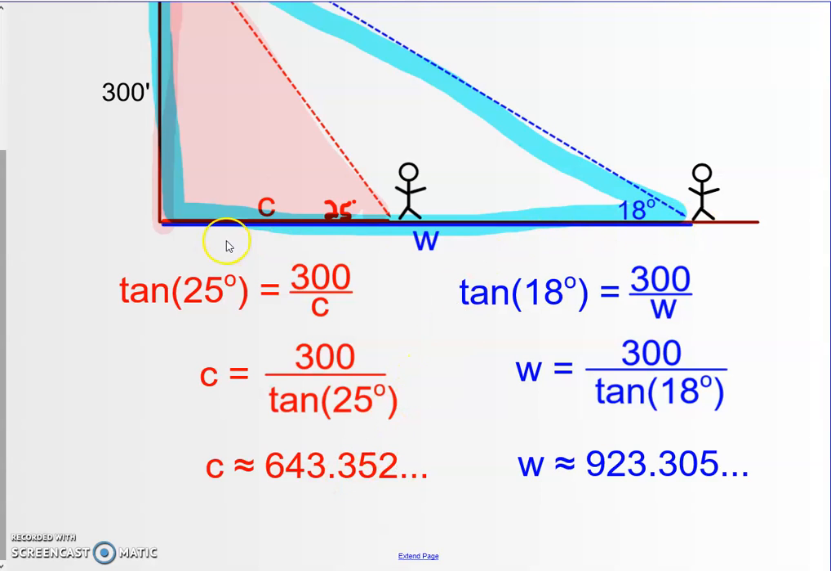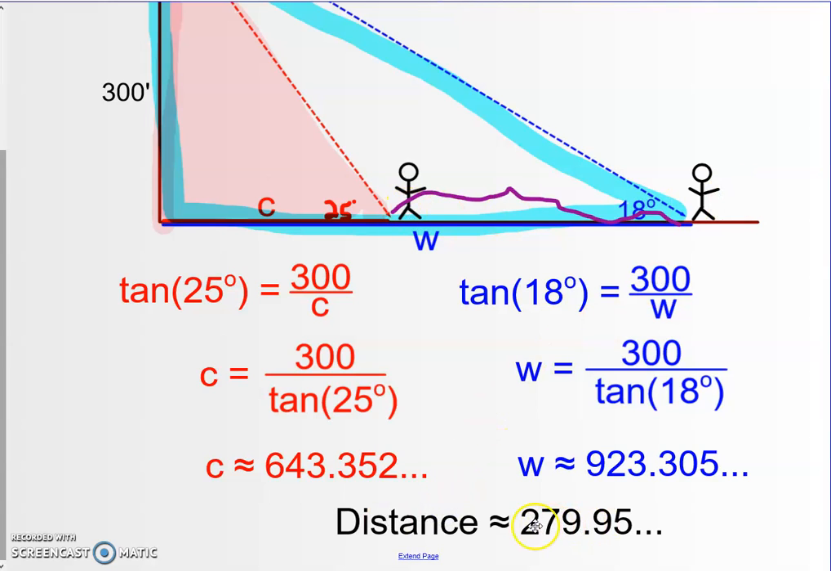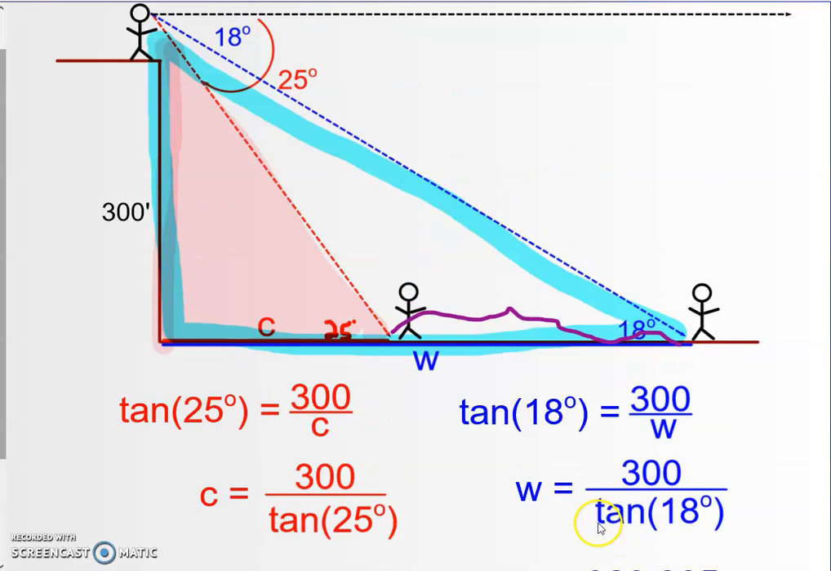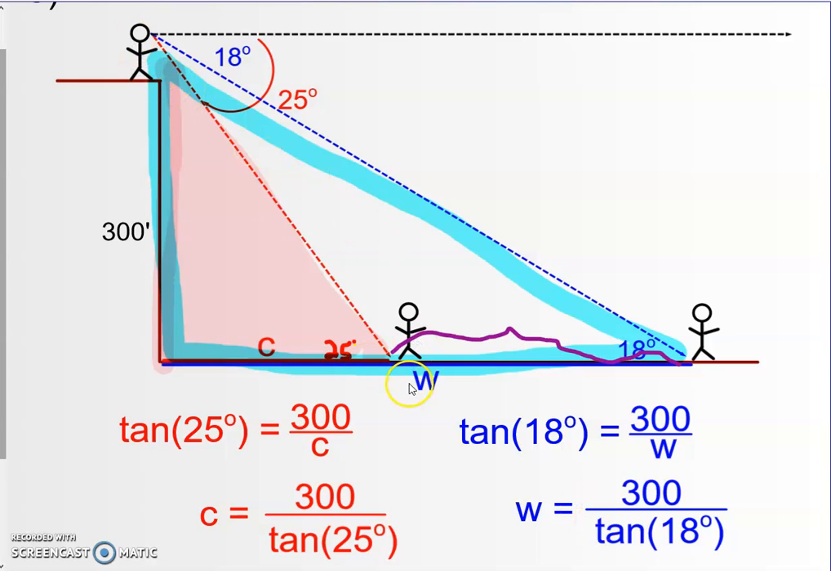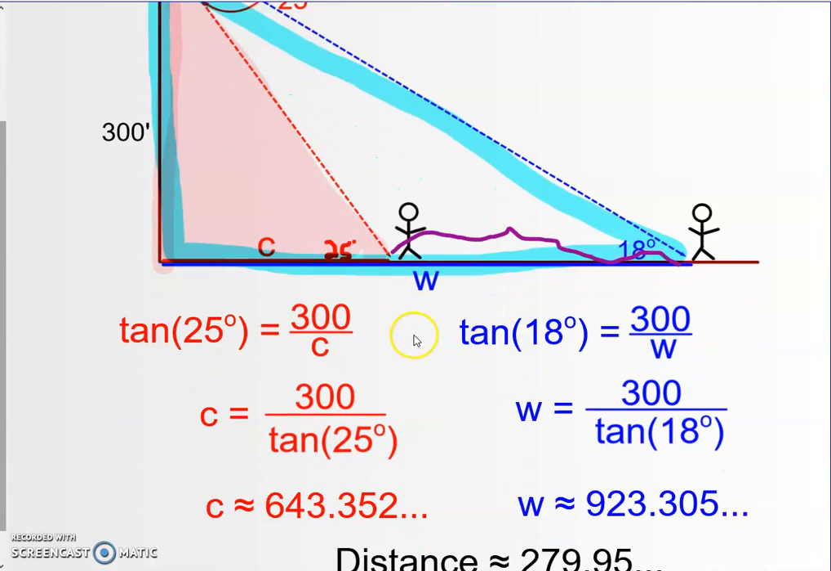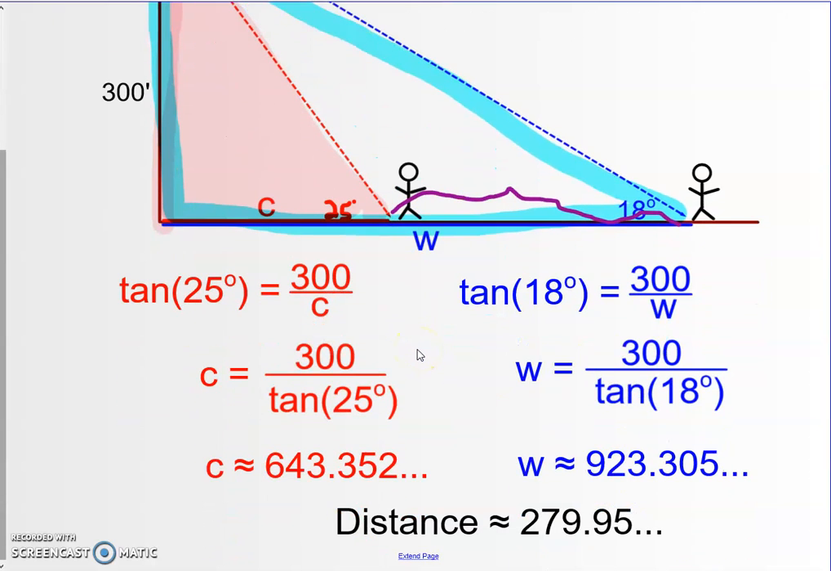So knowing what W is and knowing what C is, we can now find this distance right here. That's the distance between Camille and Wesley. And so a little subtraction tells us they're 279.95 feet apart. And that is far enough apart for Ahmed to get down and stop Wesley from stealing the love of his life. Wasn't that a lovely story?